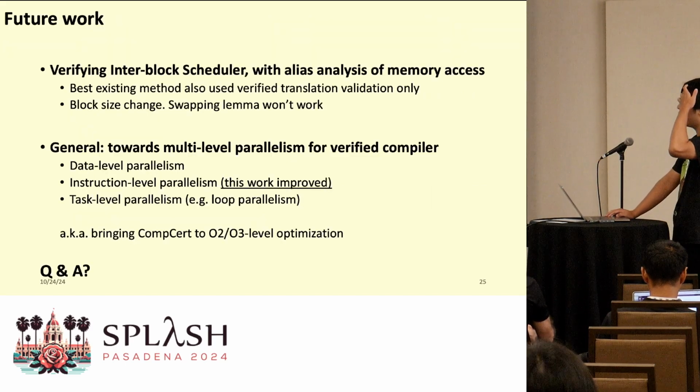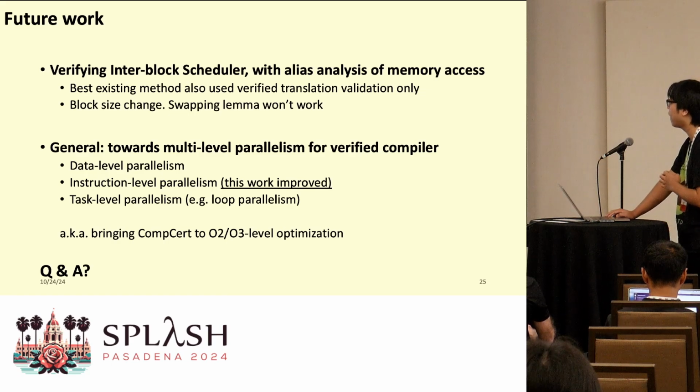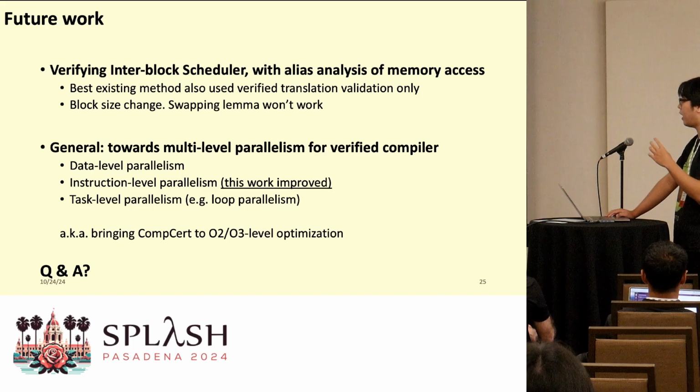Talking about the future work and also the limitation of this work: first, we are treating the first step, the intra-block scheduler, which previous work did even for this simple task. But the harder task is how to verify the inter-block scheduler. And we may also need a weaker definition of the memory dependence, because that requires extra work on loads and stores or memories. And generally speaking, we also may consider multi-level parallelism for verified compilers at larger levels.